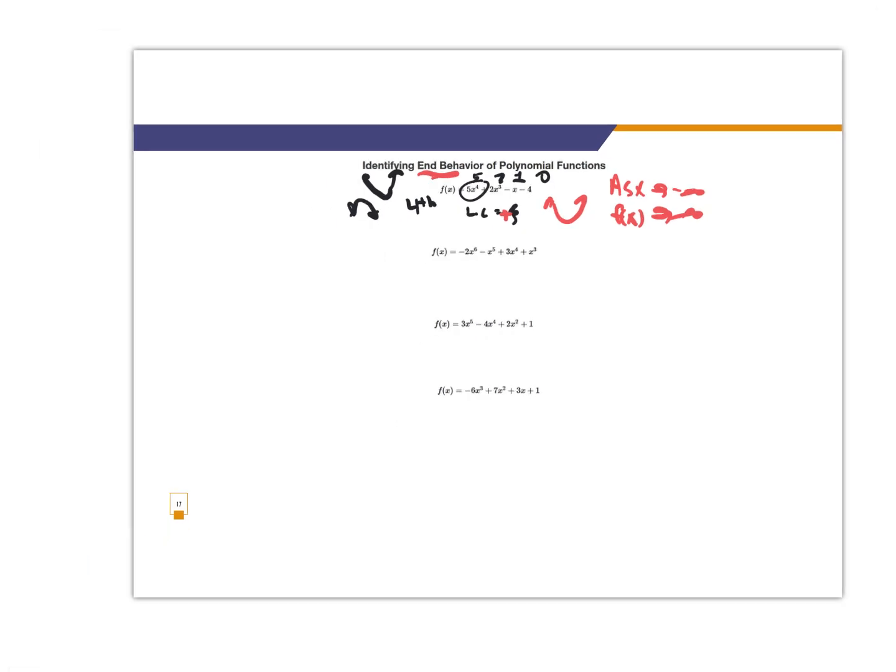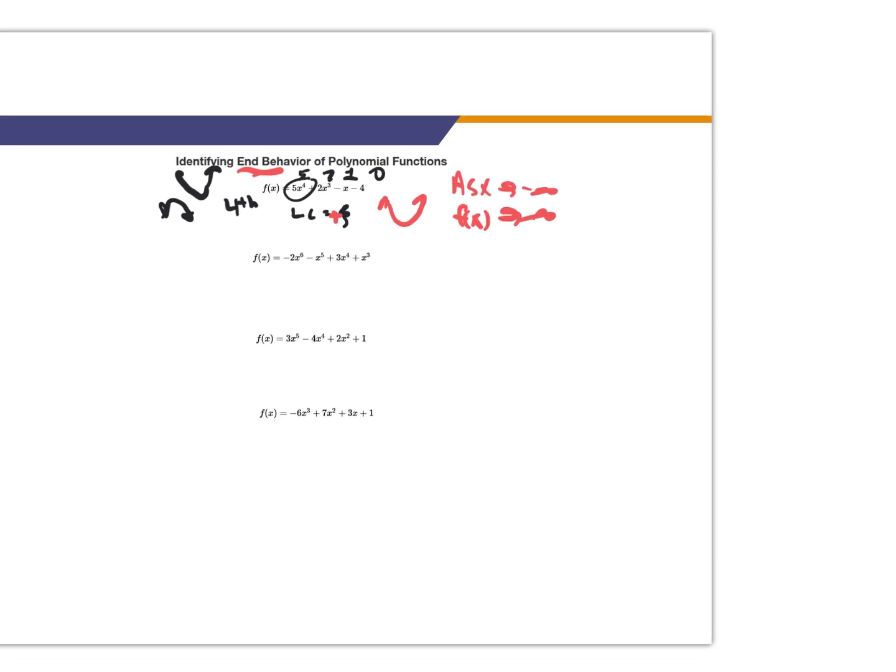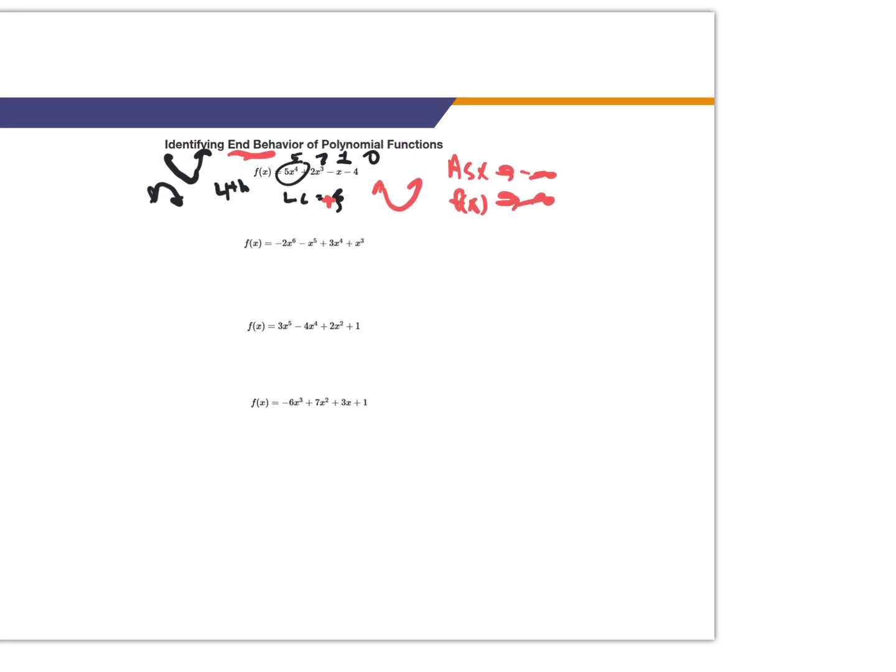What else can I say? As x goes to infinity, that means to the right. Remember, this was left, this is to the right. I know f of x also goes to infinity. Both of them means up.